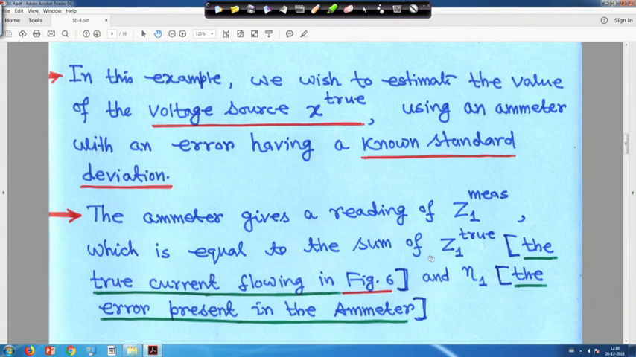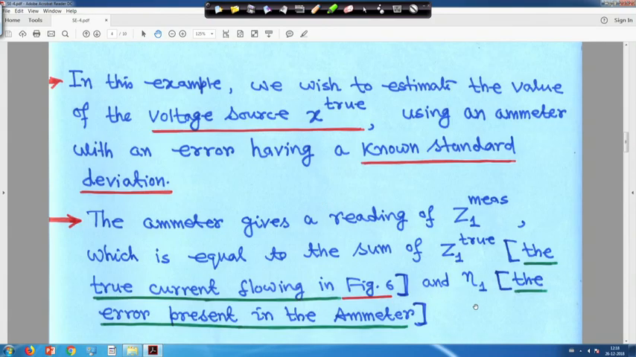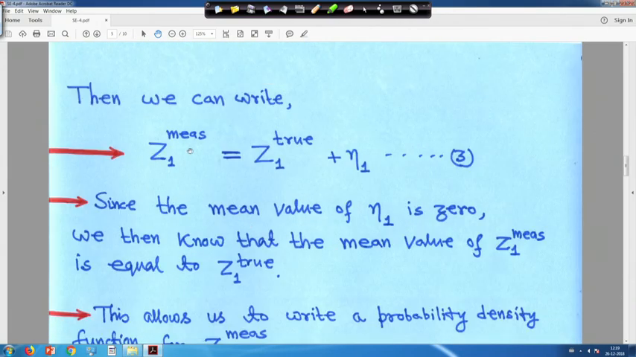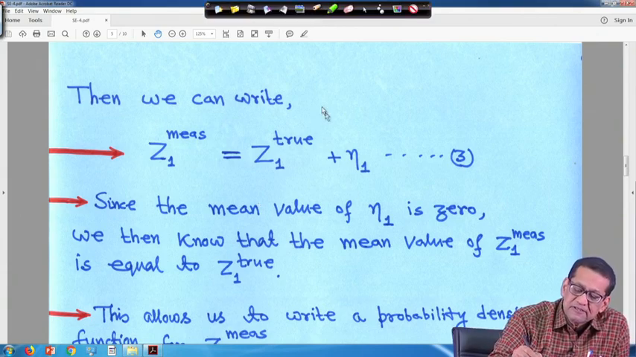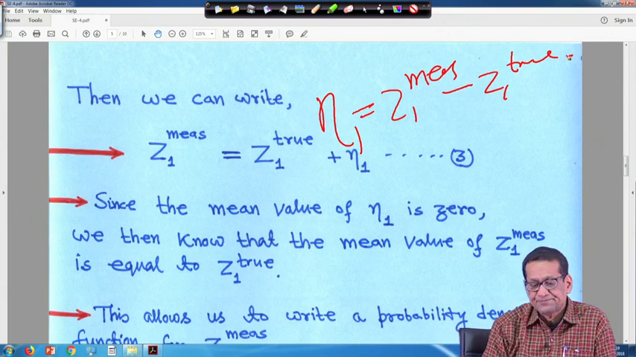This is equal to the sum of Z1 true, the true current flowing in figure 6, and zeta 1, the error present in the ammeter. This expression we have seen, that Z measure is equal to Z true plus zeta. So, here Z1 measure will be equal to Z1 true plus zeta 1, this is equation 3. Therefore, zeta 1 is equal to Z1 measure minus Z1 true, right.